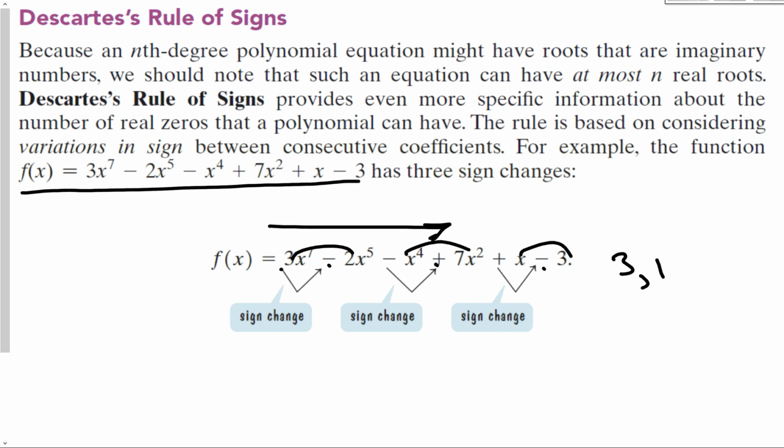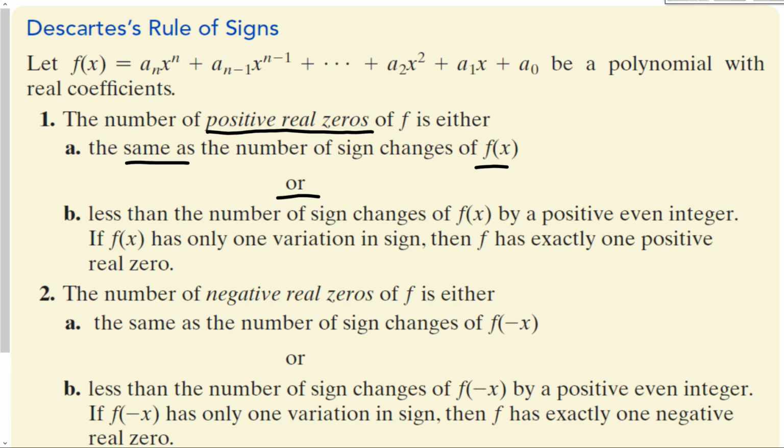Okay, so Descartes' rule of signs is not specific. It doesn't tell you how many positive real zeros there are, or how many negative real zeros there are. All it tells you is how many there could be. And it always goes down by 2, because if you have 1 imaginary zero, you must have 2. You must have the conjugate. Okay, so we're always going to count the number of sign changes, take that number, and go down by 2's until we get to 0 or 1.